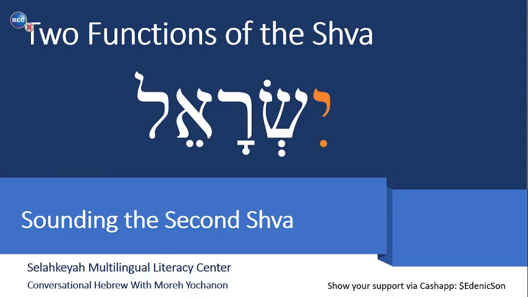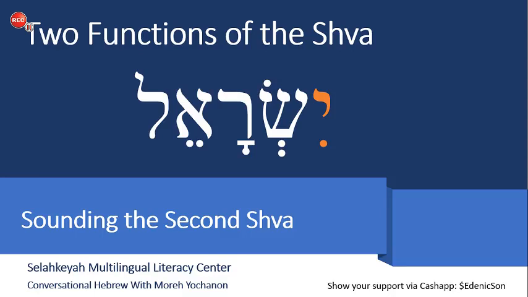Let's sound out this word. Yud and Shidduch make Yi. Then we have the Shin, but this is the Sin version of Shin with the Shva underneath it, and it makes the S sound.